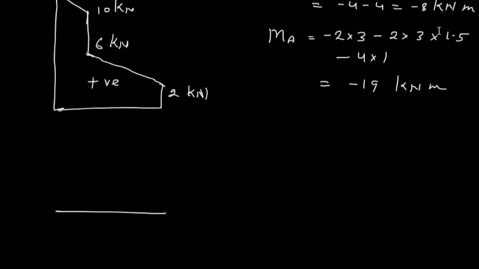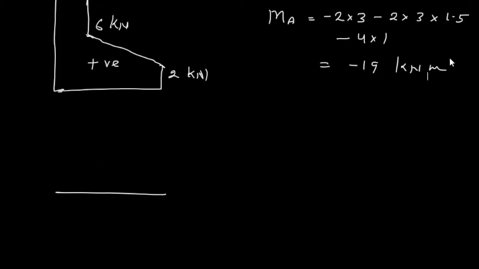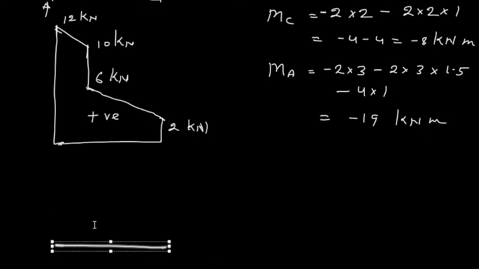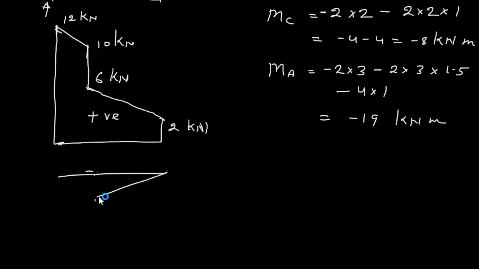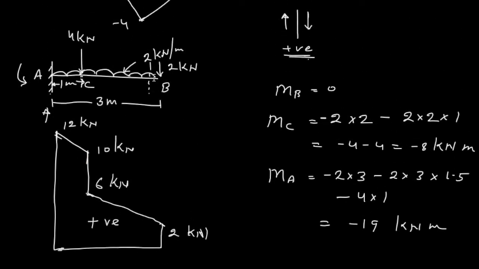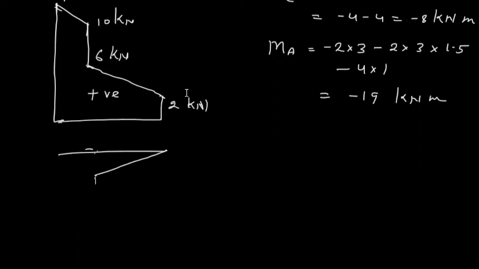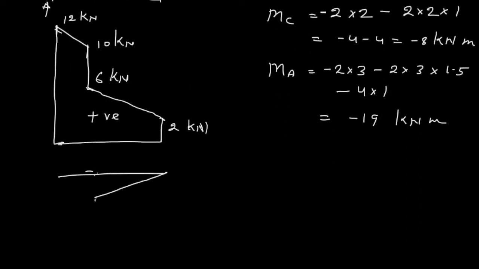Okay, so what we observe is that all the bending moments are negative, so instead of drawing this line at the bottom, better we draw it here, and at point C we get bending moment as minus 8. So it is something like this. Now as here it is UDL, our bending moment will not be a straight line, but it will be a curve like this.